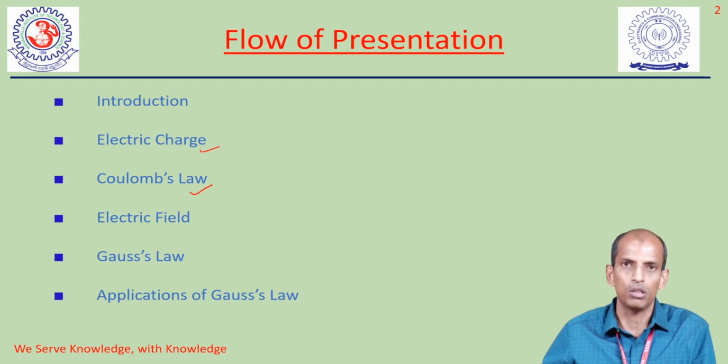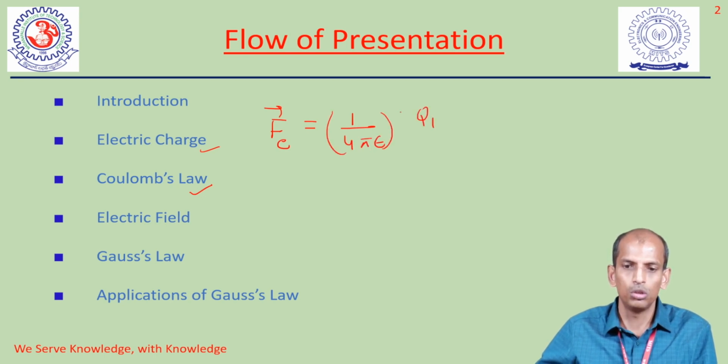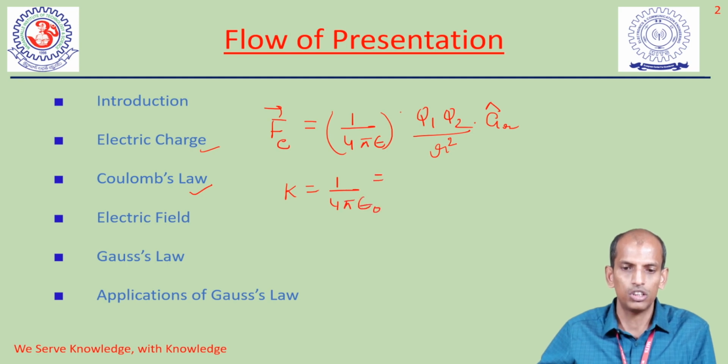That was the statement of Coulomb's law, just for a recall. Coulomb's law states that the force of attraction or repulsion between two charges, Fe, is equal to 1 by 4 pi epsilon times Q1 Q2 divided by r square, and since it is a vector quantity, there is a direction a_r hat. This we discussed in the last class, and we know that this constant for air, k, equal to 1 by 4 pi epsilon naught, is essentially 9 into 10 to the power 9.